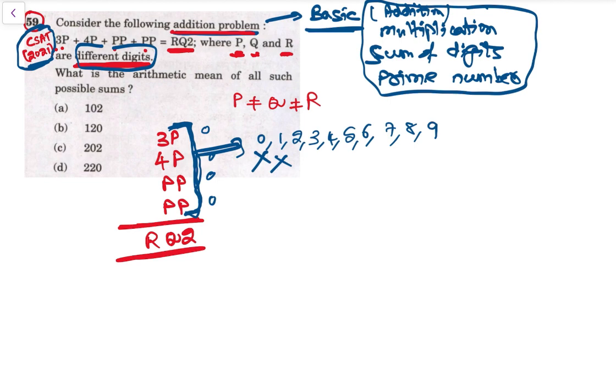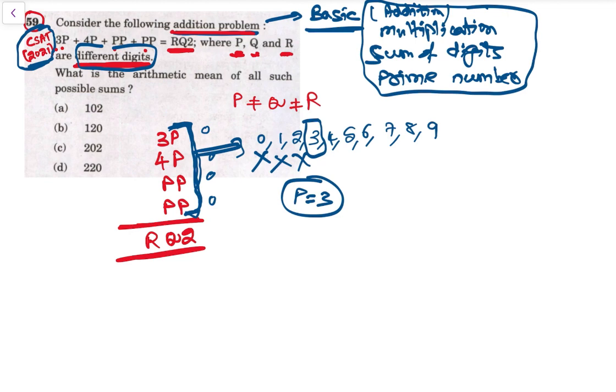So 1 is also not possible. Then 2 added 4 times, we get 8. Then 3 we add 4 times, what do we get? 3 into 4 is 12, yes, it is possible. So P is equal to 3 is possible.